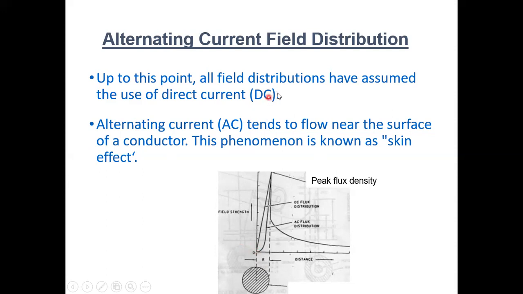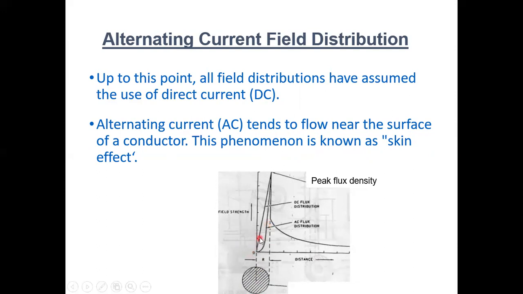Up to this point, all field distributions have assumed the use of direct current. Alternating current tends to flow near the surface of the conductor. This phenomenon is known as skin effect. Even if you are giving current at the center of the conductor, the AC goes to the outside immediately because of this current tendency, and this tendency is because of the frequency of the AC current.